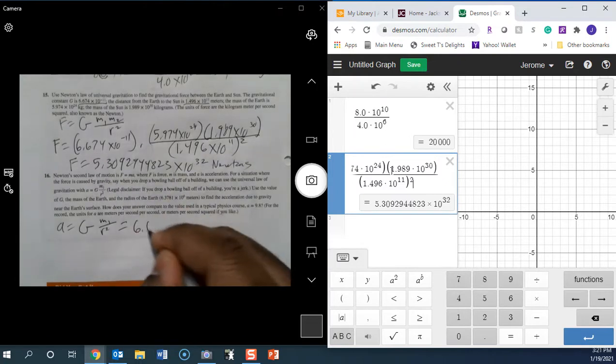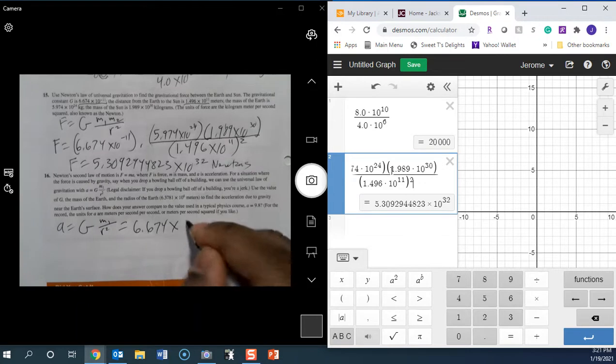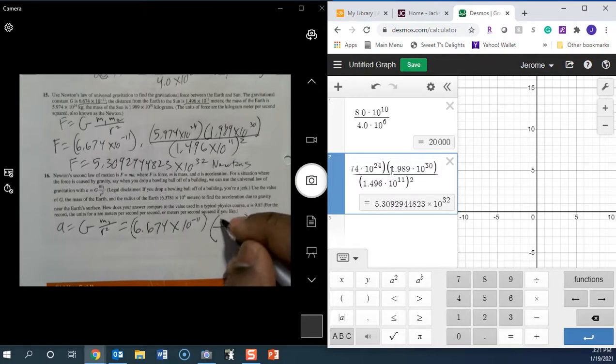That was 6.674 times 10 to the negative 11 power. Now we have to multiply this by this fraction. And then our numerator, we would need the mass of the Earth, which is 5.974 times 10 to the 24th power, all over the radius of the Earth, which is 6.3781 times 10 to the 6th power. And we would square this in our denominator.